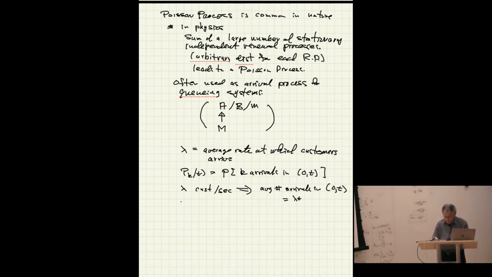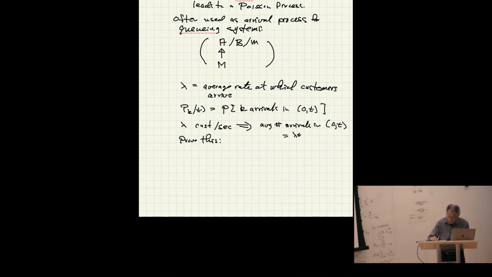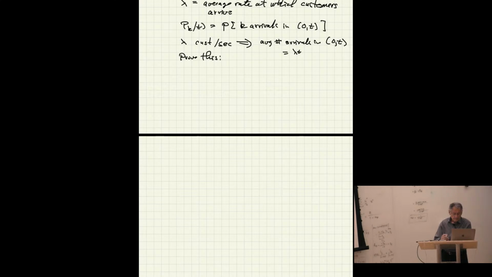Let's prove this. Let's prove that intuitive statement, because we now know the distribution of P sub k of t. So let k equal the random variable representing the number of arrivals in the interval 0 to t. And the expected value of k, which is what I'm looking for, is clearly the summation of k times its probability, P sub k of t.